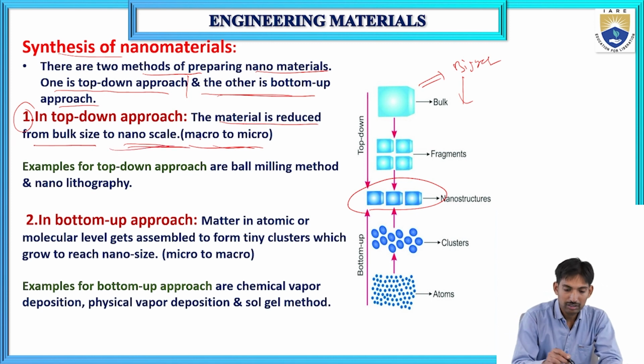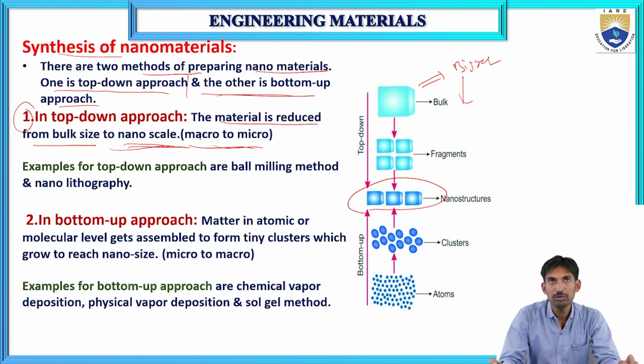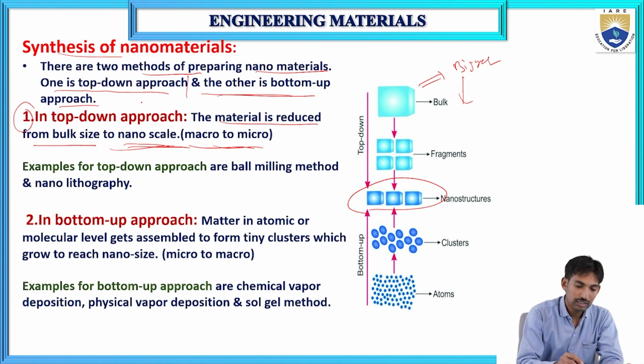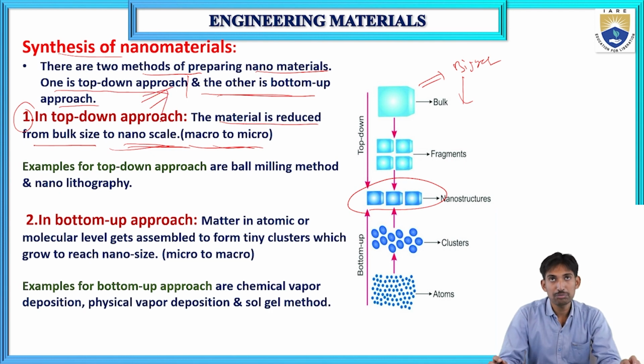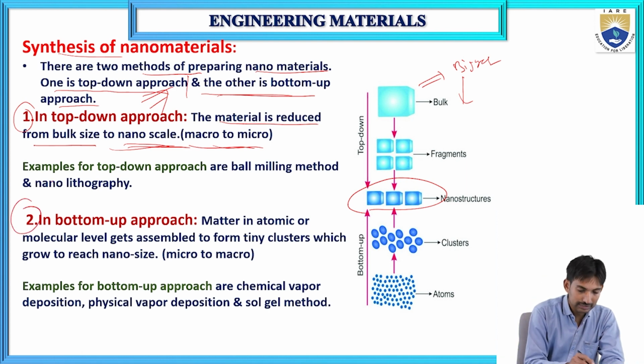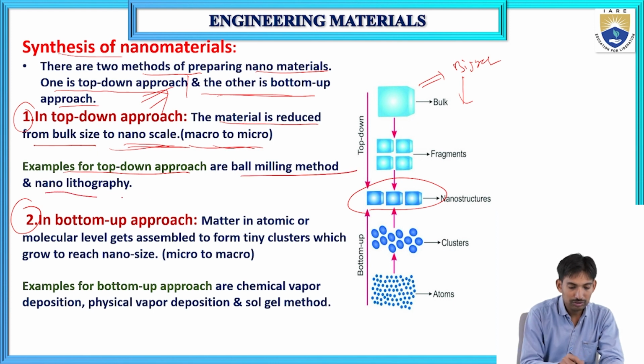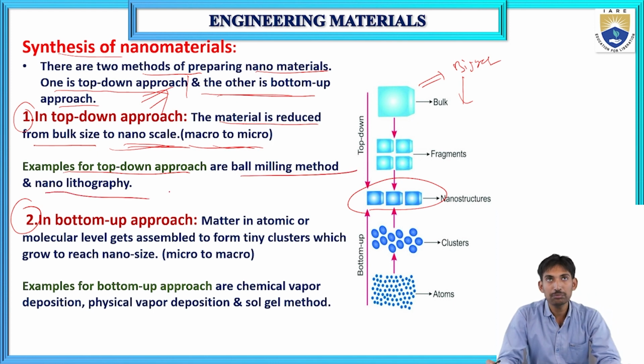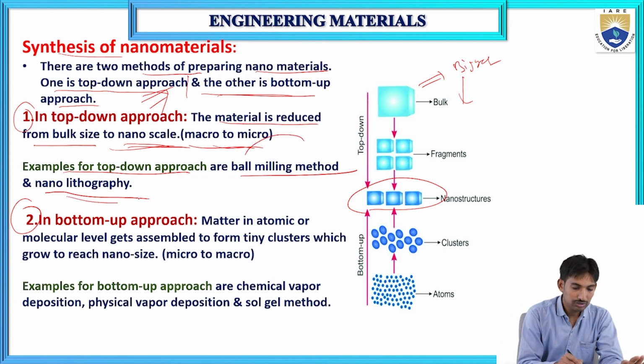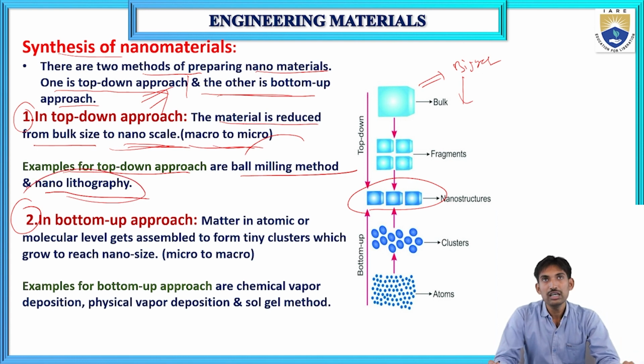Here the macromolecule is converted into the micromolecule. This is the top-down approach. You have to convert the bulk molecule into nanoscale materials. Examples of the top-down approach are the ball milling method and the nanolithography method.